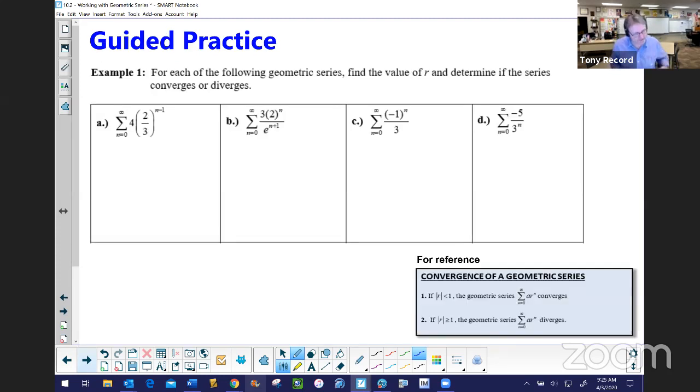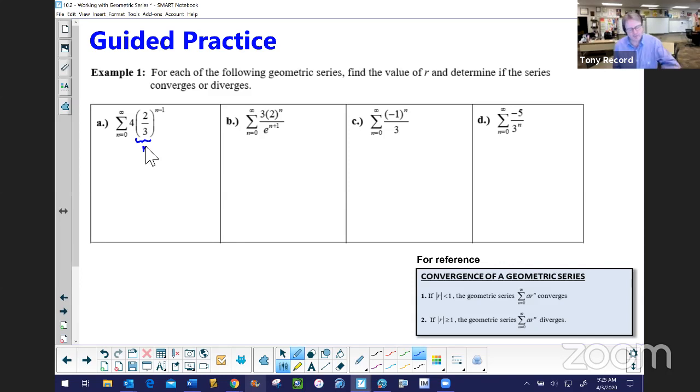So let's take a look at our first example in our guided practice here. For each of the following geometric series, find the value of R and determine if the series converges or diverges. So in this first one, we have our summation, n does start at 0, moves up to infinity. We have a 4 constant out in front. That's not going to have anything to do with the convergence, right? It's factored out to the front. And we have a 2/3 as our R. So we want to notice this as the R value.